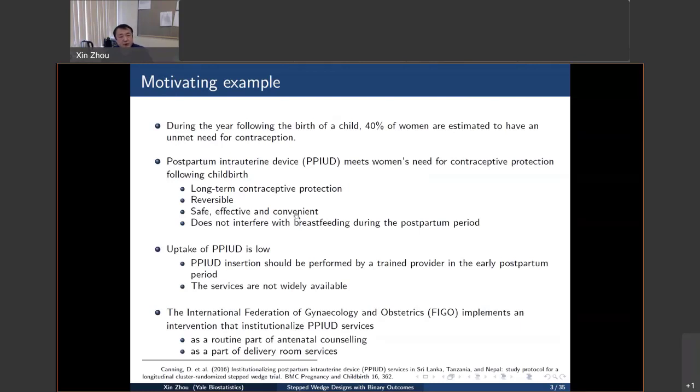Let's start with a motivating example. During the year following the birth of a child, 40% of women are estimated to have an unmet need for contraception. Postpartum intrauterine device, for short, PPIUD, meets women's need for contraceptive protection following childbirth. It has long-term protection, is reversible, is safe, effective, and convenient. It also doesn't interfere with breastfeeding. Despite this advantage of PPIUD, the uptake is still low, since PPIUD insertion should be performed by a trained provider, and also the services are not widely available.